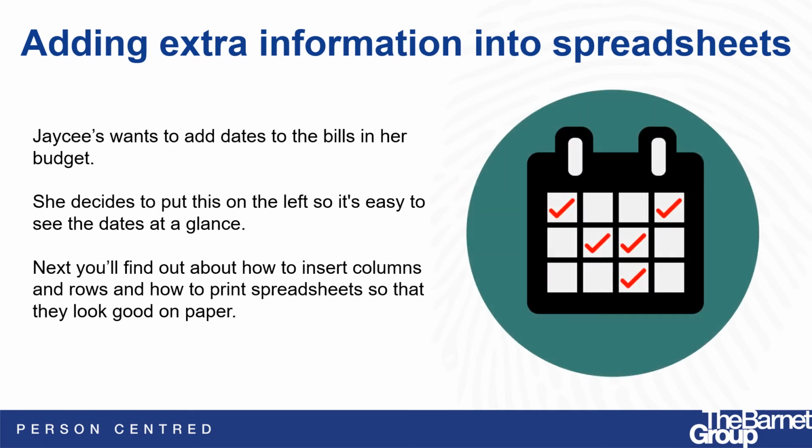JC wants to add dates to the bills in her budget. She decides to put this on the left so it's easy to see the dates at a glance. Next, you'll find out how to insert columns and rows and how to print spreadsheets so that they look good on paper.